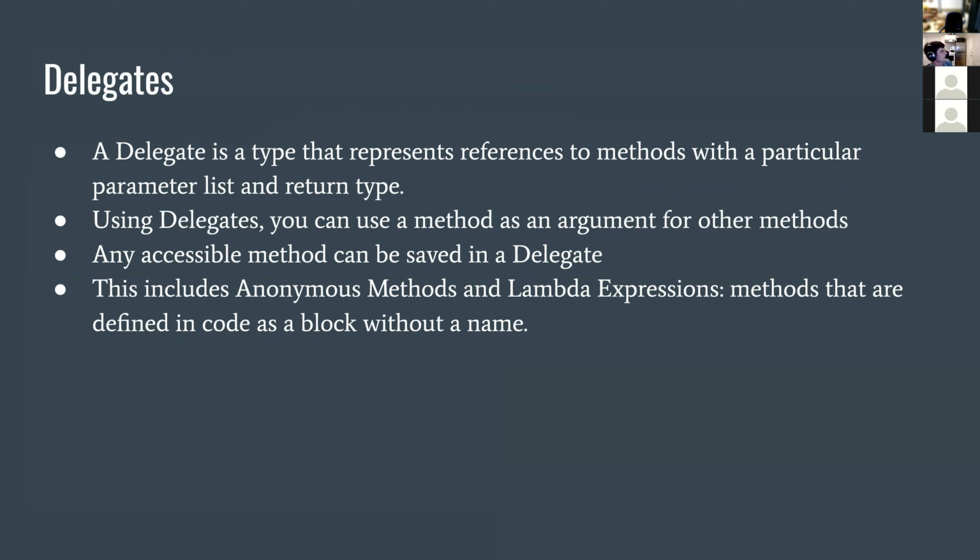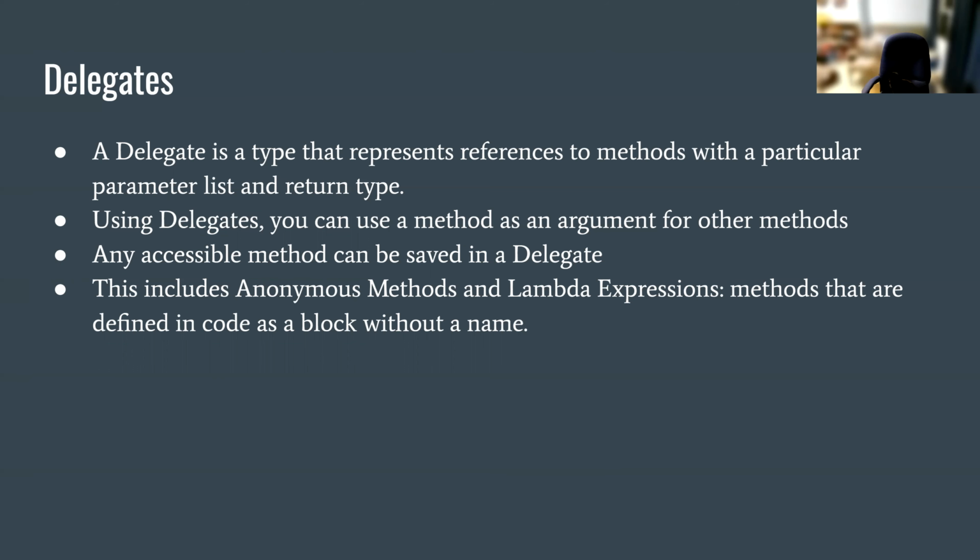Delegates. I don't expect as many people to be as familiar with this. Delegates are a type that represent references to methods with a particular parameter list and return type. Basically, they are references to methods, and they allow us to pass methods as arguments to other methods. This is really helpful for callback functions, and coroutines, which we'll get into later.